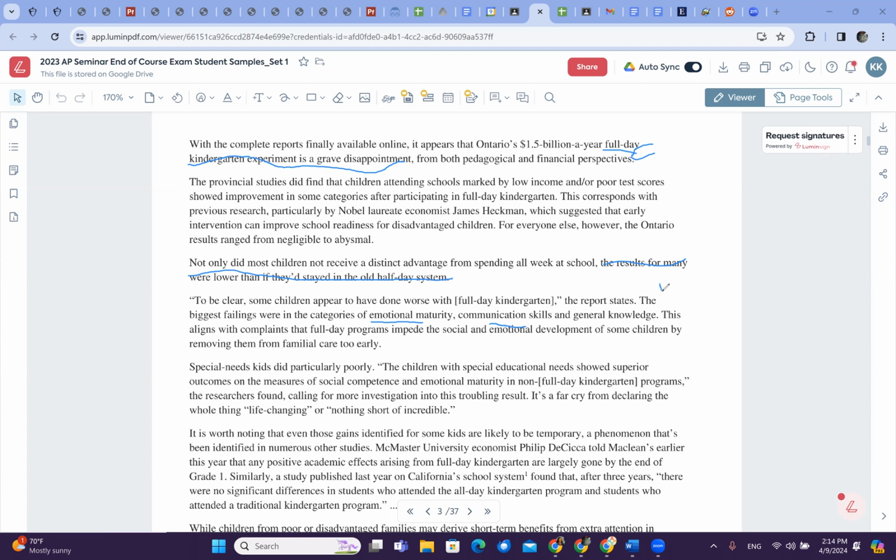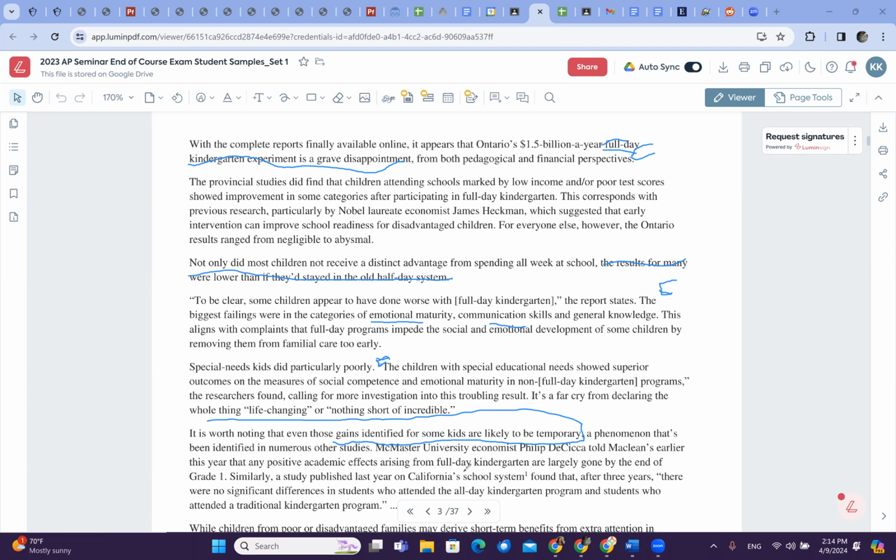So this is our evidence, E. Okay. He also claims special needs kids, okay, evidence 1, 2. You can't just say stuff, you have to say why. All right? After. So basically, you have to remember it's full day kindergarten. It is worth noting that even those gains identified for some kids are likely to be temporary. Okay, that's another one. Here's another piece of evidence, another claim.